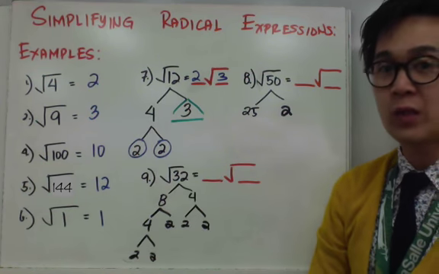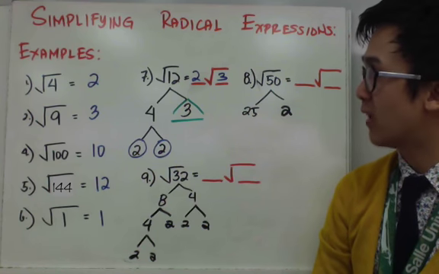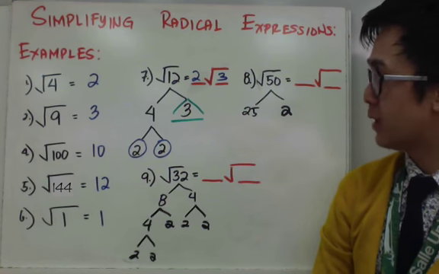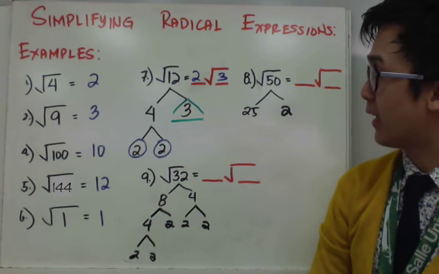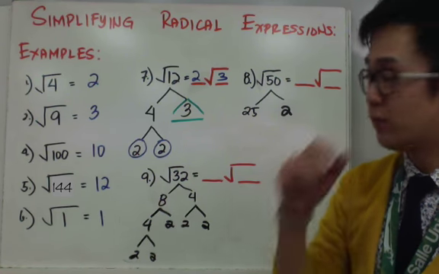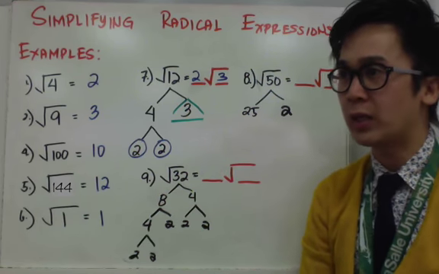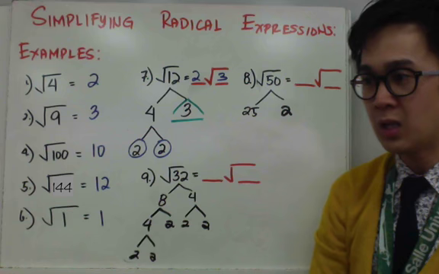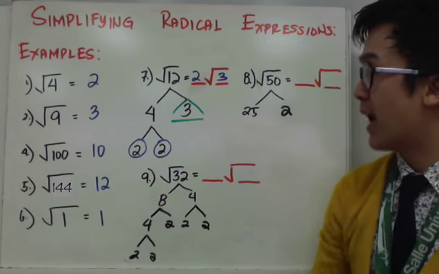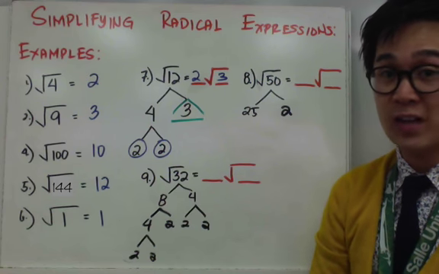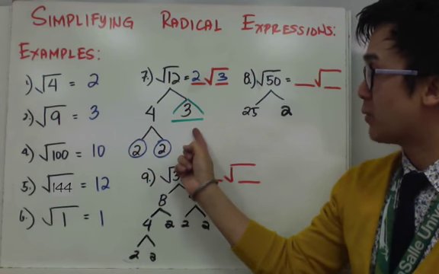So square root of 12, we know that there's no number that when you multiply by itself will be equal to 12. But we know that we can factor 12 and find a factor that is a perfect square, and that's what we're going to do. So 12 has several factors. We can use 4 and 3, we can use 6 and 2, or we can use 12 and 1. But I chose 4 and 3 because that's the first factor pair that I thought of. So I have 4 and 3, so this is my first factor.